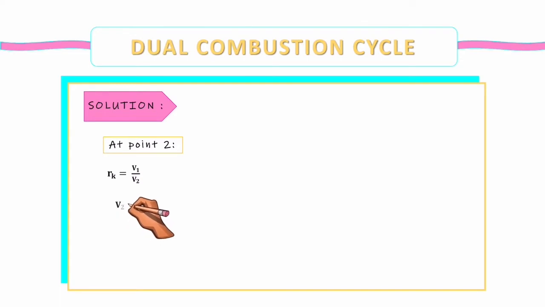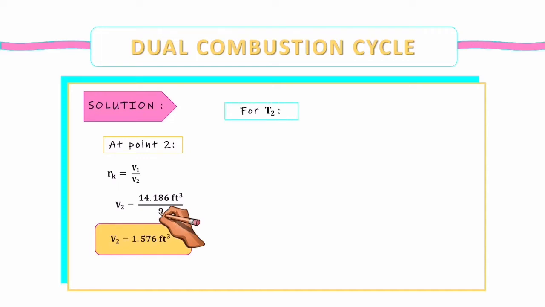Substituting the values, V2 is equal to 14.186 cubic feet over 9. So the volume at point 2 is equal to 1.576 cubic feet. Next is solving for the temperature at point 2.